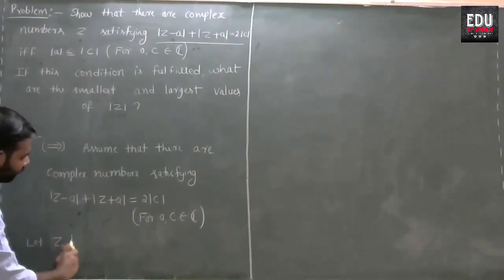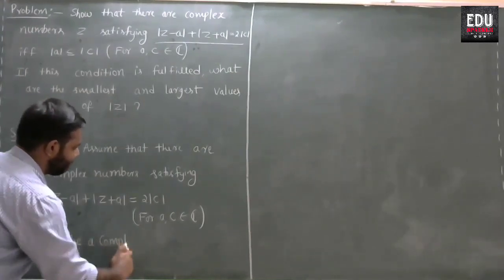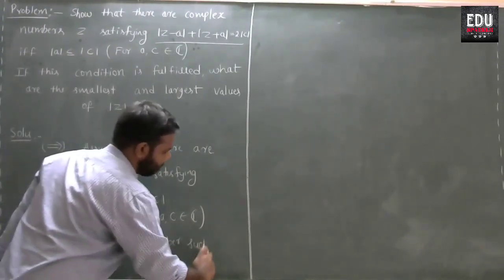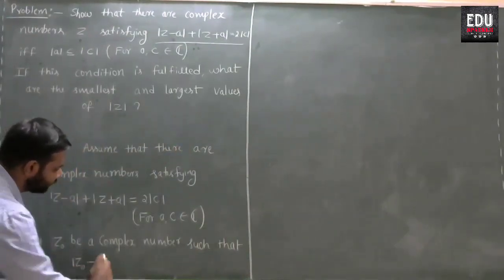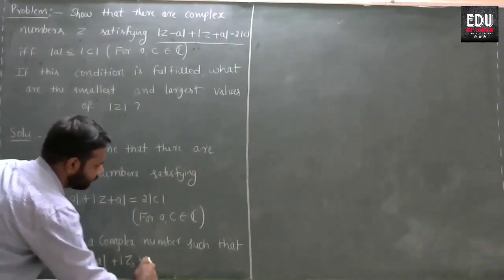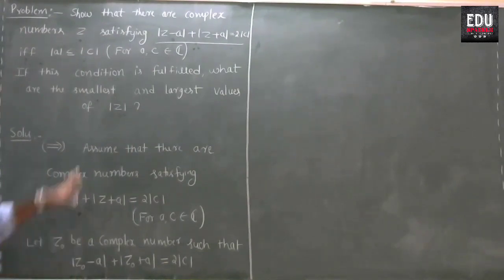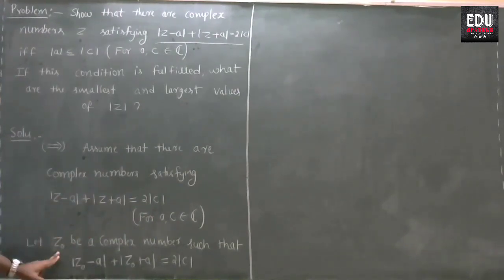So let z naught be a complex number such that modulus of z naught minus a plus modulus of z naught plus a is equal to 2 into modulus of c. So this follows by our assumption. As I have assumed there are complex numbers satisfying this equation, there should be at least one, and I have taken that complex number to be z naught. So z naught satisfies this equation.